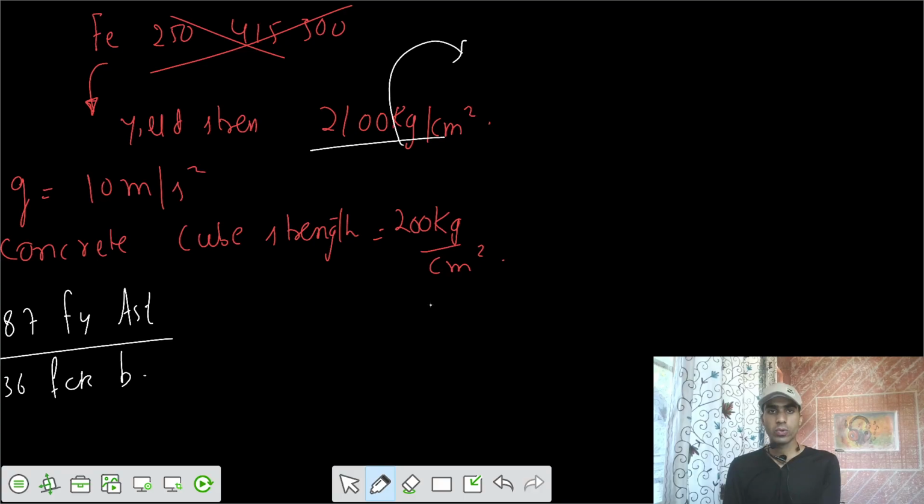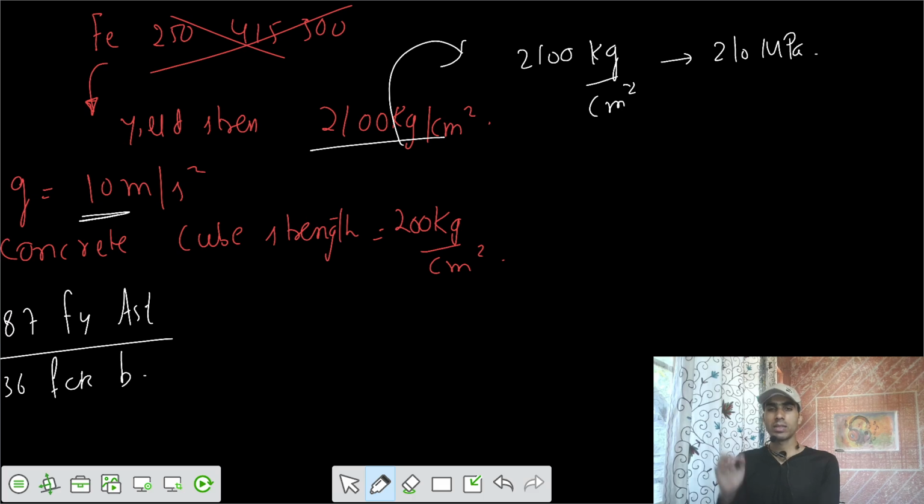So I would say this is 210, that's 2100 kgs per centimeter square. And I can directly say this would be 210 megapascals. If the value of g is 10, that means the value of Fy would be 210 megapascals after solving that.